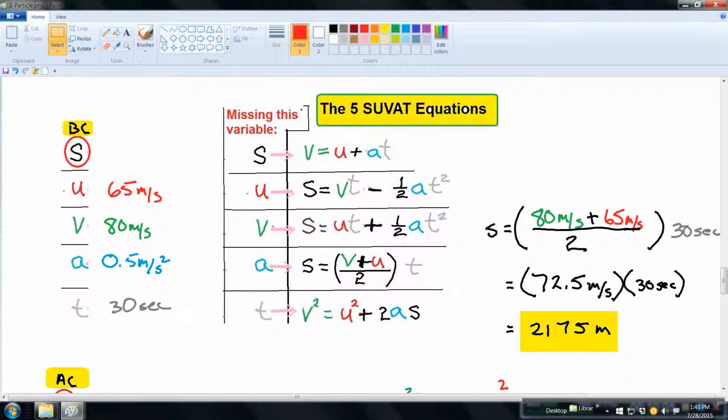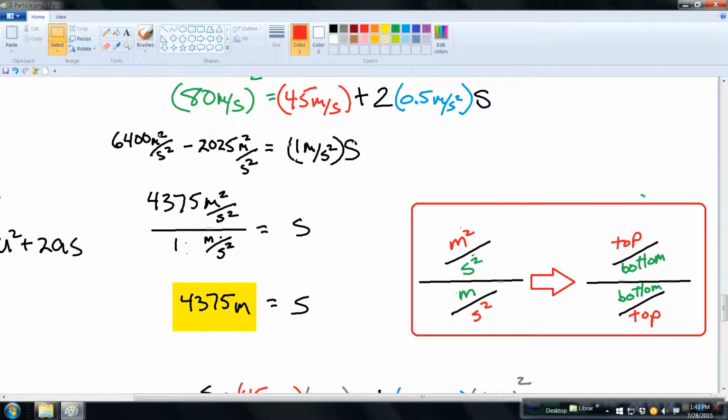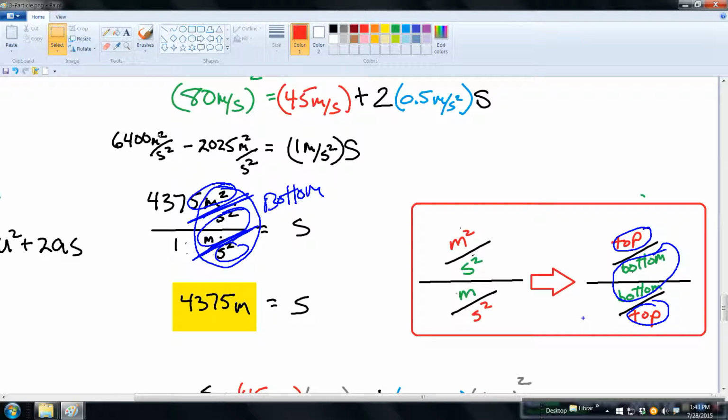We found that B to C was 2175, and you'll find that if you add 2175 and 2200 together, you get 4375. One thing I do want to mention is another sort of mnemonic for when you get units like this. I like to think of it as a sandwich. There's a piece of bread and there's a piece of bread, and what's in between is on the bottom, in other words, in the denominator. The bread, or what's on the outside, is on the top, the numerator.